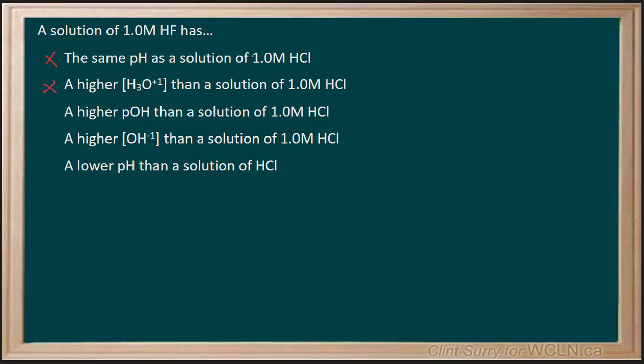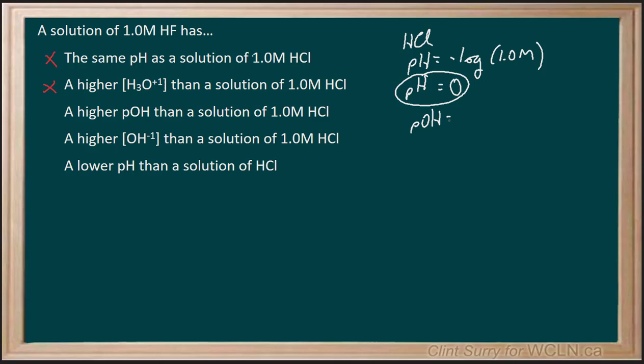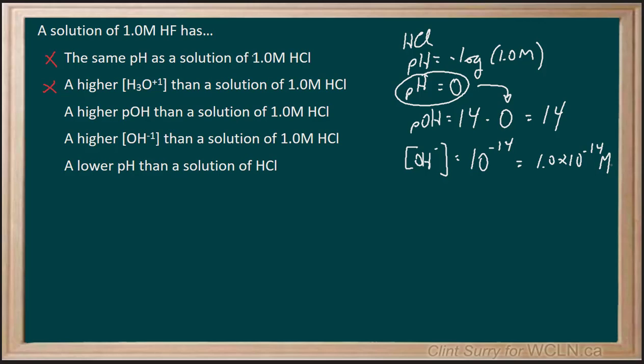We can check this by quickly doing, for HCl, we know the pH will equal negative log of our 1.0 molar, which means that pH will actually end up being 0. Now, since we also are going to need to know our pOH for hydrochloric acid, it will be 14 minus our 0, which is 14. The concentration of hydroxide ions will be 10 to the negative 14, or 1.0 times 10 to the negative 14 molar. So that's the information for the hydrochloric acid.